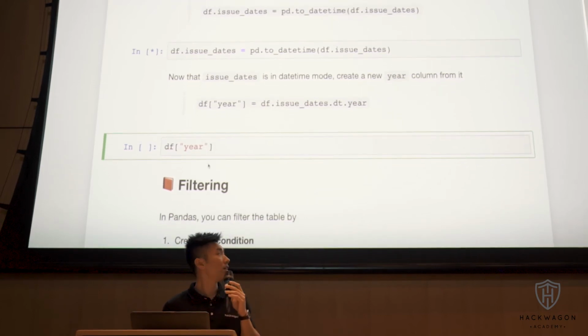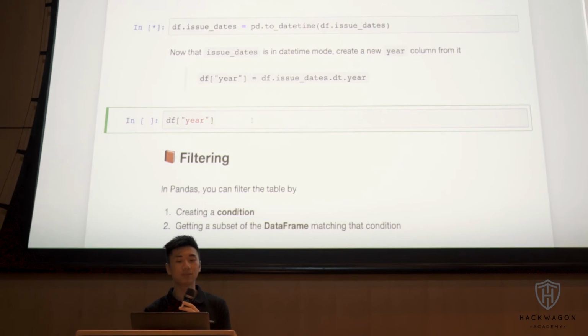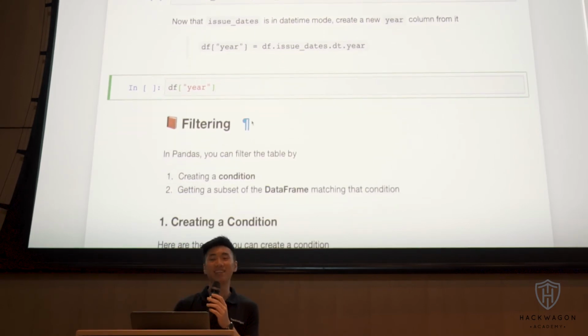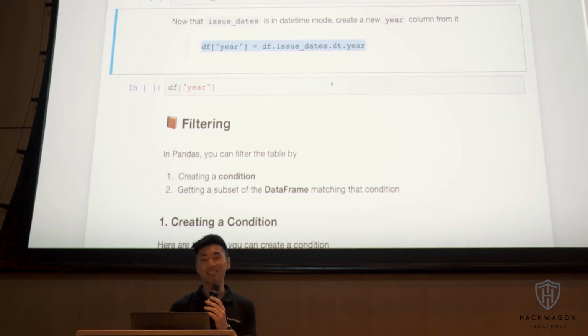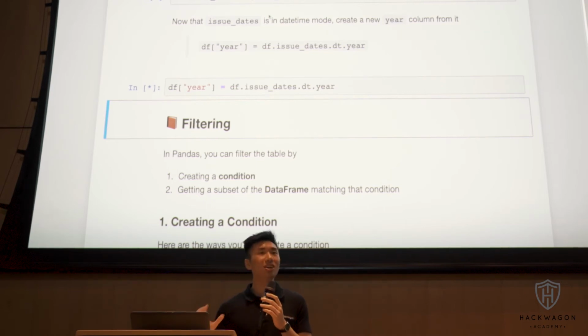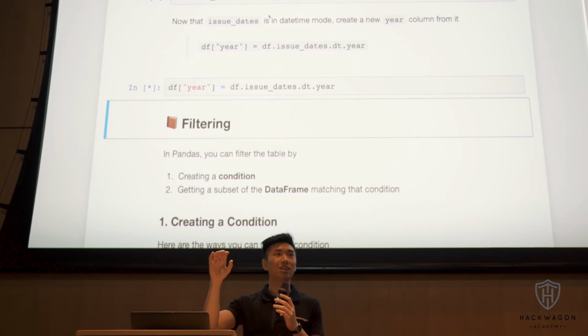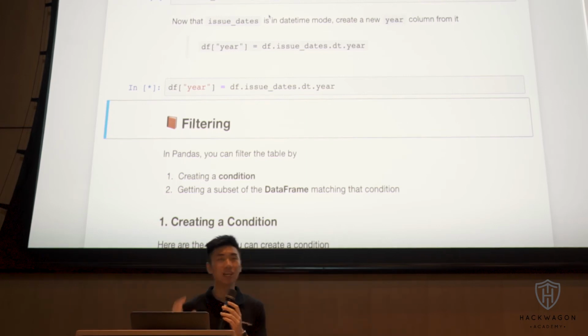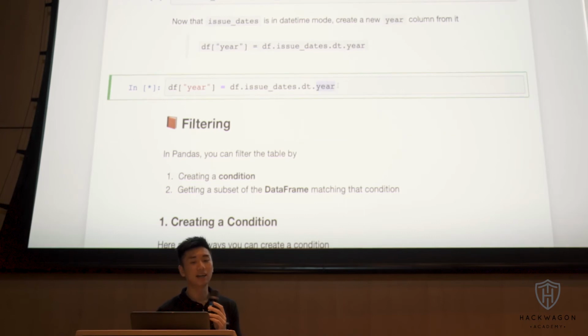Unfortunately it's still running, so just trust me that if I do this, you would see that I have a new year column where everything inside is just the year of that date itself. So you must remember, for issue dates you saw 2014 dash something dash something. If you only want the year, what you can do is take that column, get only the year, and then assign it to df square bracket year. And that is the concept of either creating a column or updating an existing column. Oh, it's done, magic.